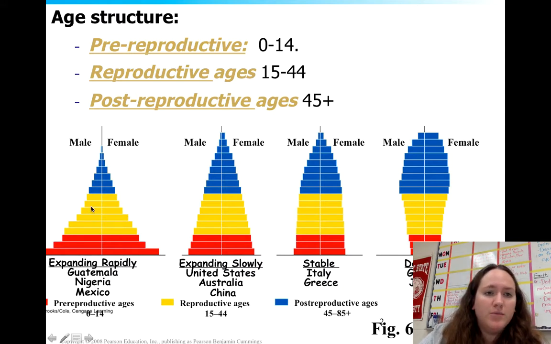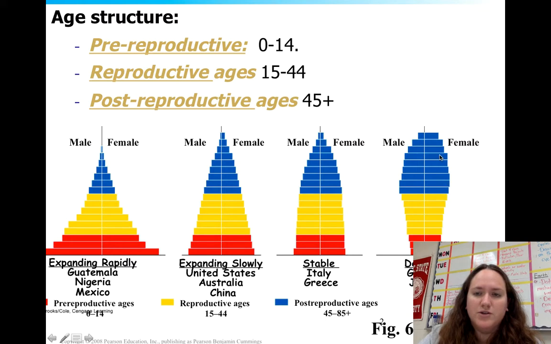This one you'll draw like a pyramid where it's big at the bottom, skinnier at the top. This one is also a pyramid, but not quite as exaggerated. This one is almost like a bullet shape, we would call it. And then this one, a lot of students say that looks like an ice cream cone. Whatever you need to draw to make sure you remember.